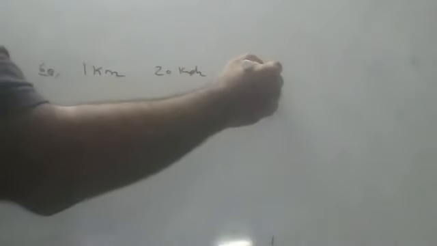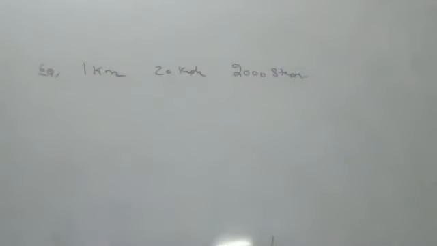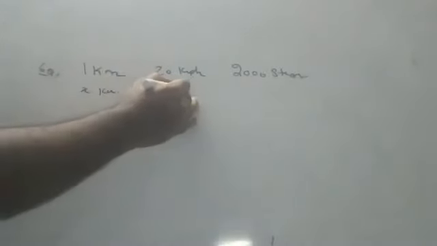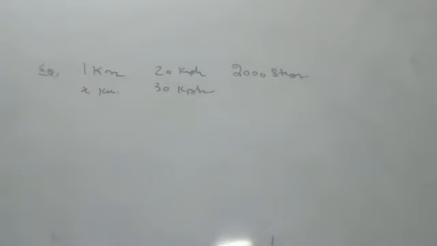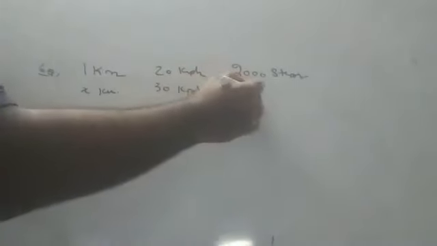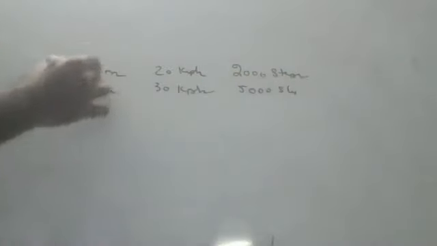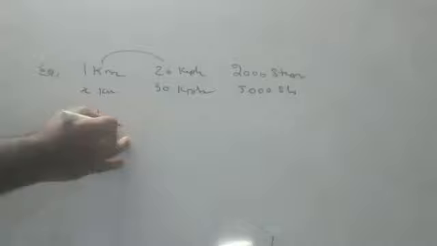If a person walks 1 kilometer at a speed of 20 kmph, he will go for a stride of 2000 steps. How much distance does he walk at a speed of 30 kmph and 5000 steps? So, children, first these both we will compare: 1 by x is equal to.